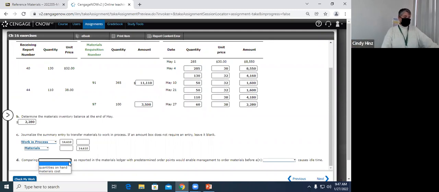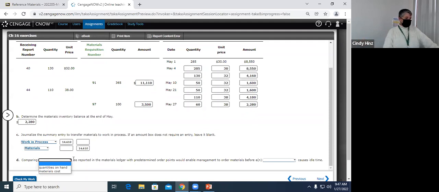It may be that it goes out of style, or it gets discontinued and is no longer part of the product because our product gets redesigned. All sorts of reasons that it's important to have just the right amount of material on hand to meet the demand. And so when we talk about predetermined order points, what we're suggesting is when our quantity falls to a certain level, it automatically triggers an order.